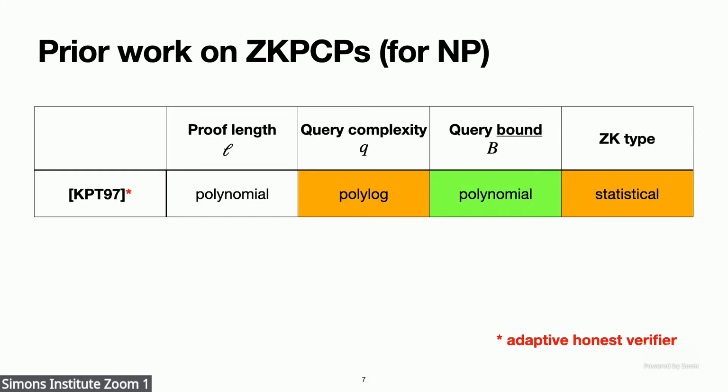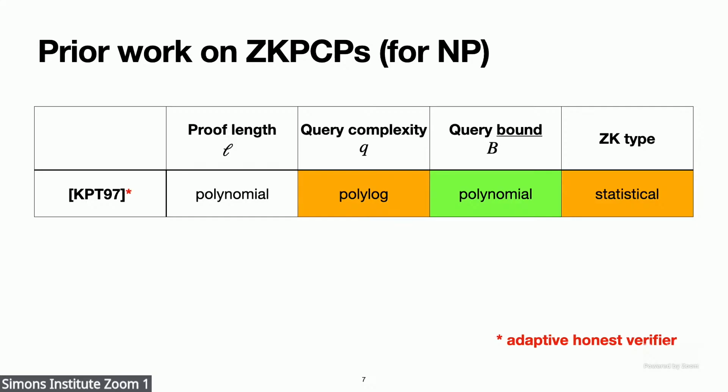There is one significant drawback of this work, which is that the honest verifier in this KPT construction is actually adaptive. It needs to make a query and then, based on the answer to that query, decide what the next query is. This is kind of a weird property in PCP land. It doesn't happen that much. It also means that the techniques that we will use to go from polylog query complexity to constant query complexity don't apply to this, because they only work for non-adaptive PCPs.